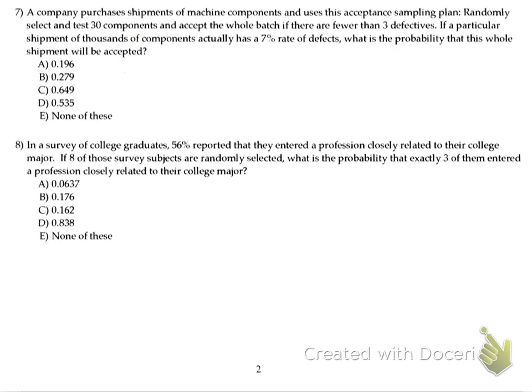A company purchases shipments of machine components and uses this acceptance sampling plan. Randomly select and test 30 components, and accept the whole batch if there are fewer than 3 defectives. If a shipment of thousands of components actually has a 7% rate of defects, what's the probability this whole shipment will be accepted?